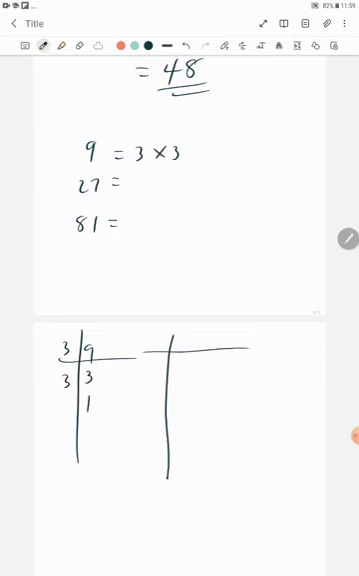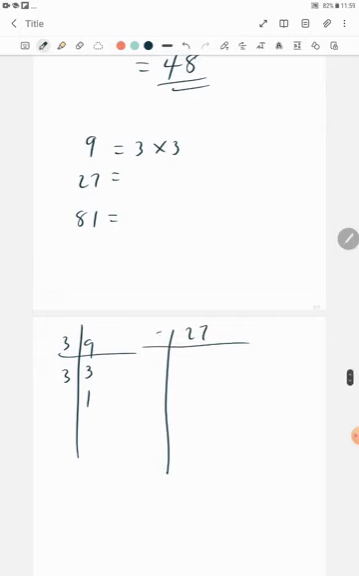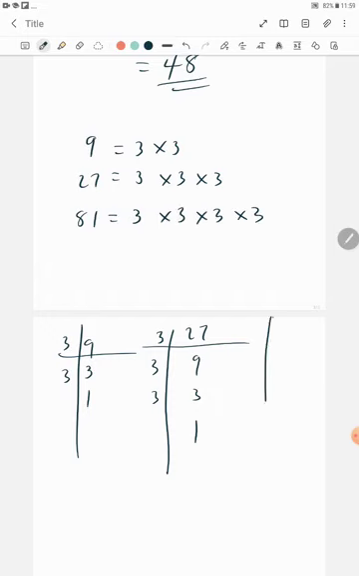Let's do that of 27. That of 27, we have done it also before. 3, 9, 3, 3, 3, 1. That will be 3 times 3 times 3. And of course, that of 81 is 3 times 3 times 3 times 3. So you can do that also for 81, 3, 27, 3, 9, 3, 3, 3, 1.